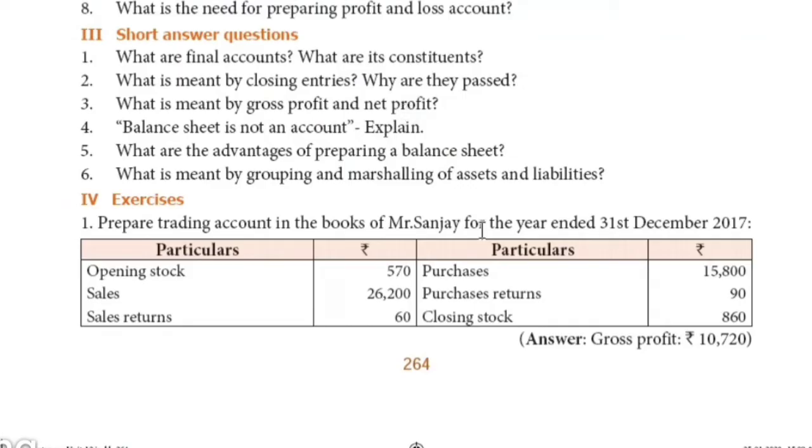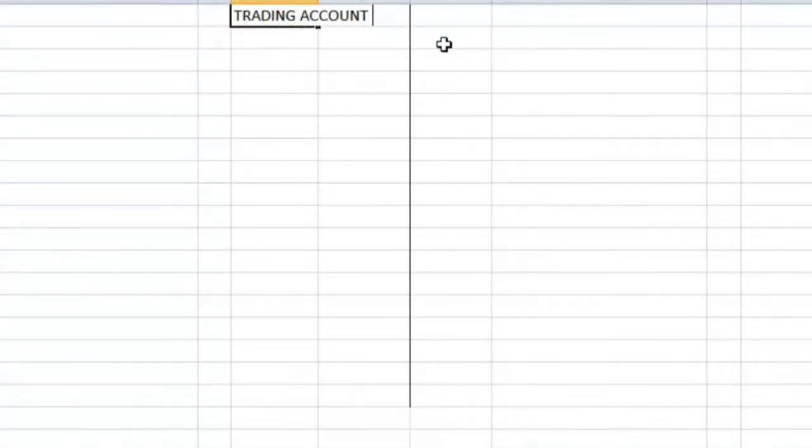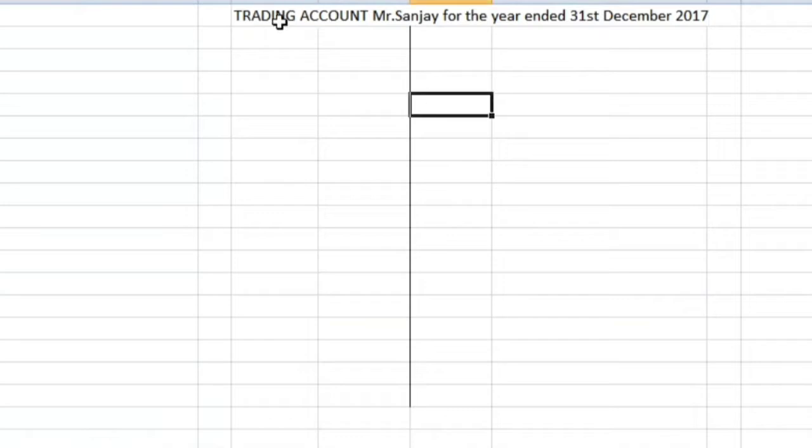the credit side, irrespective of whatever the question may be. Let the question be with the items or without the items, we are going to write it. For the heading, you give the heading as trading account. Okay, look into your sum if there is any name given. There, Mr. Sanjay for the year end 31st December 2017. So copy that whole thing and put it into your sum.